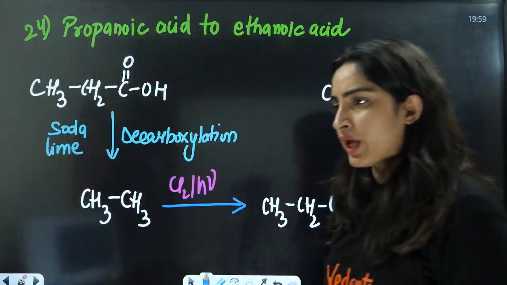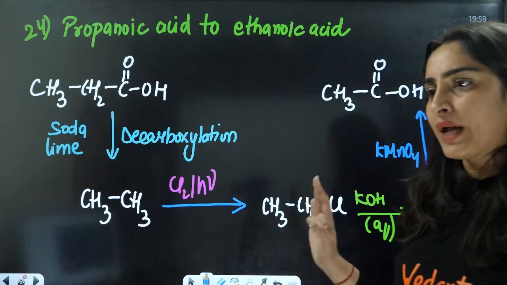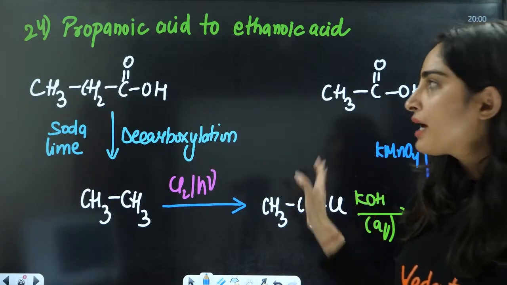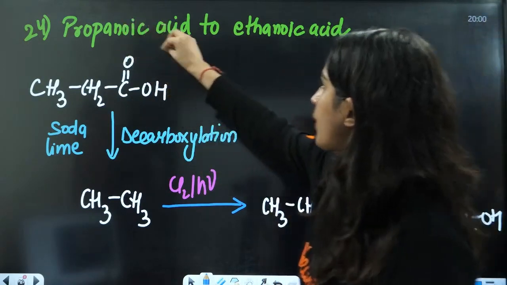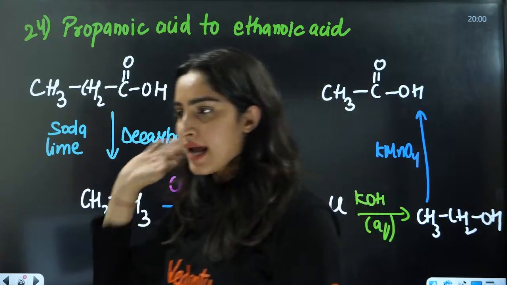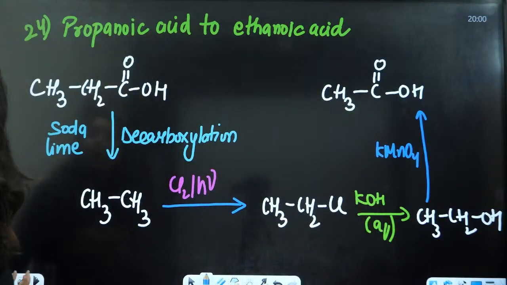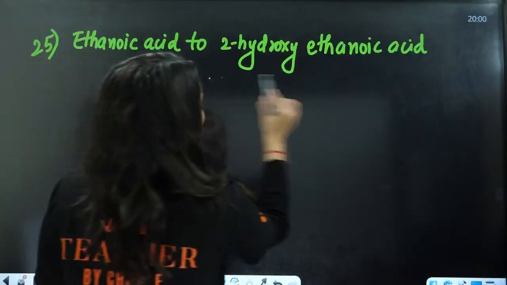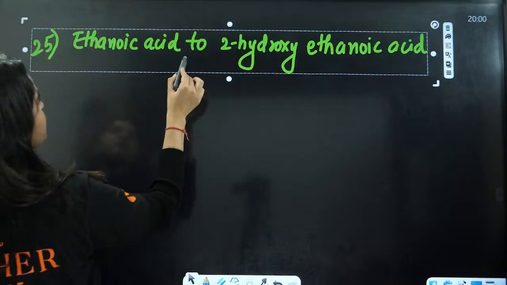You can also apply Br2 and NaOH, the Hofmann bromamide formula. There are so many ways of converting propanoic acid to ethanoic acid. Now, next is ethanoic acid to 2-hydroxyethanoic acid.